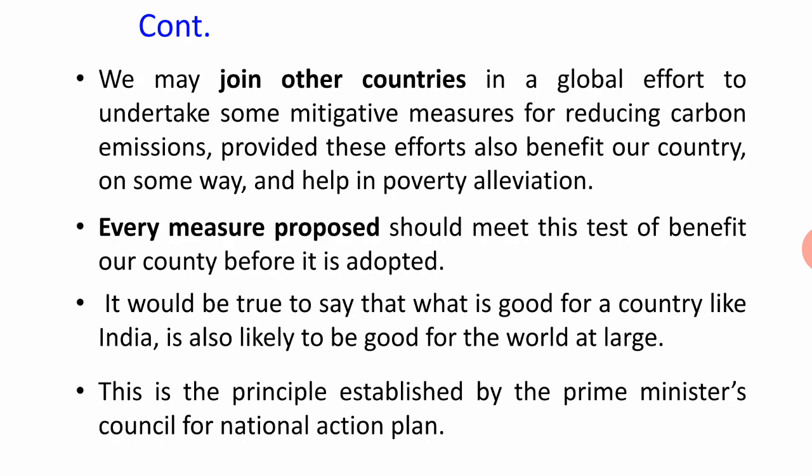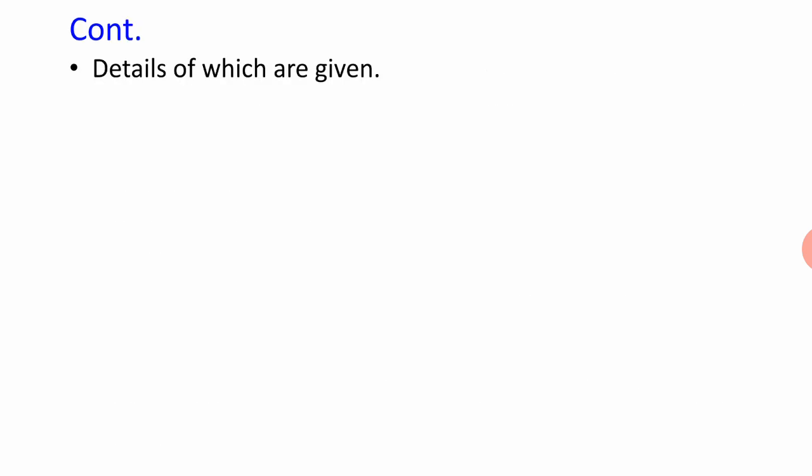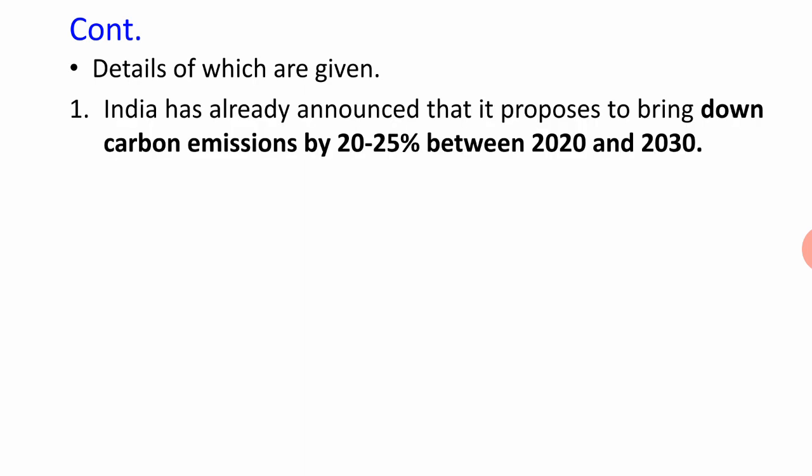So in this case, what happened? There is a national action plan they have created to control the carbon emissions. The details given here: India has already announced in the Paris climate program that they are trying to reduce the carbon emissions by 20 to 25% between 2020 and 2030. So in the span of 10 years, they are trying to reduce the carbon emissions 20 to 25% with respect to 2005.